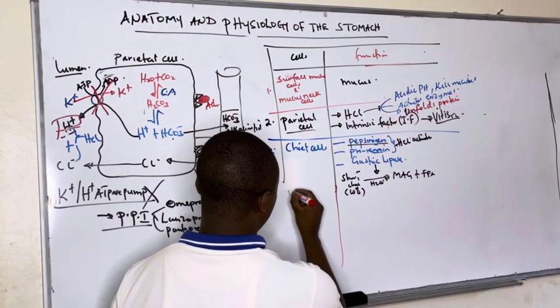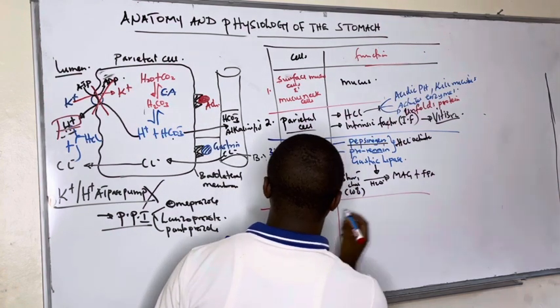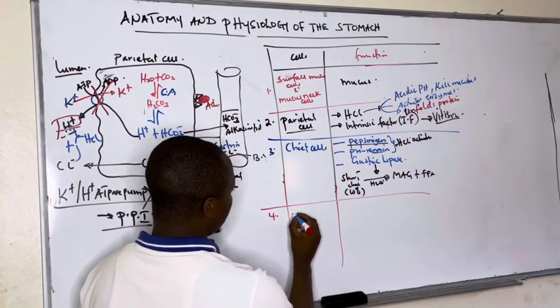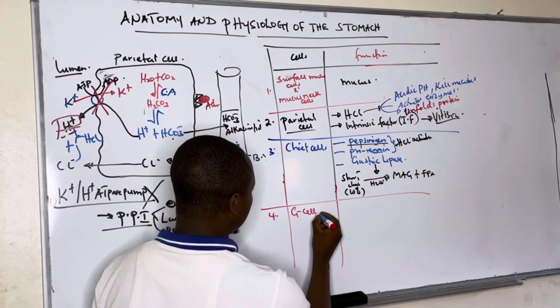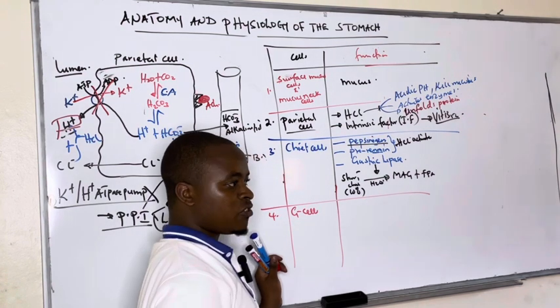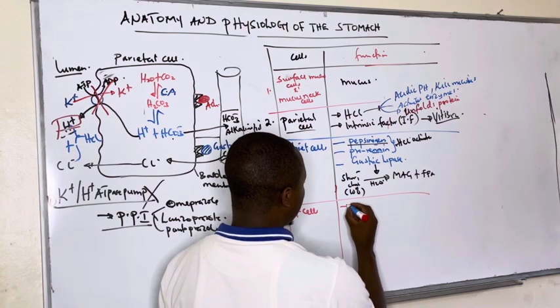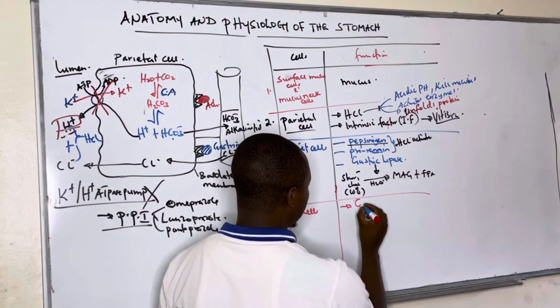Then another cell, number 4, we saw G cells produced from the pylorus antrum, and their secretion is gastrin hormone.